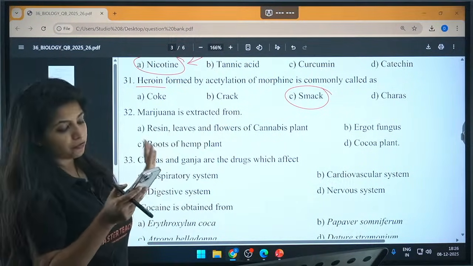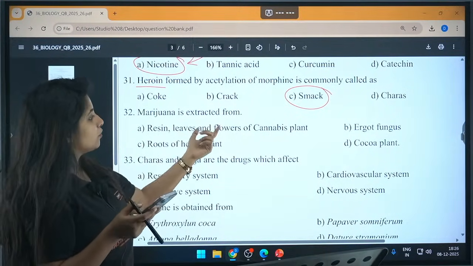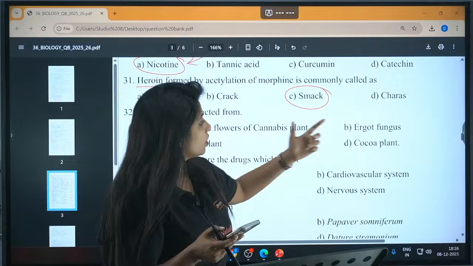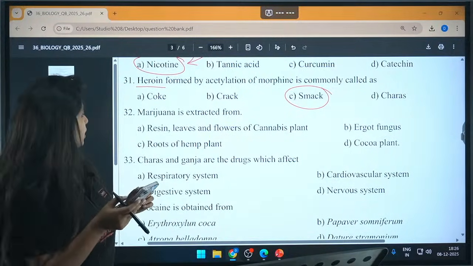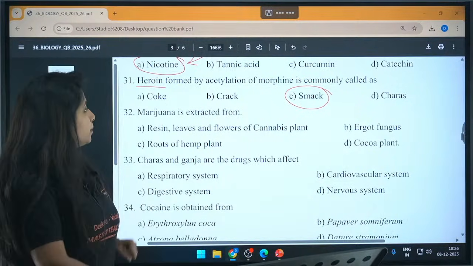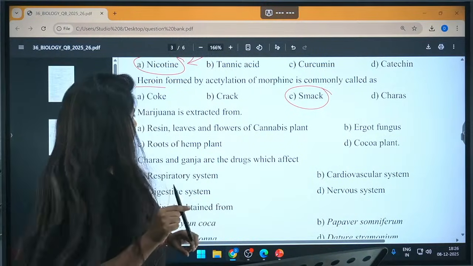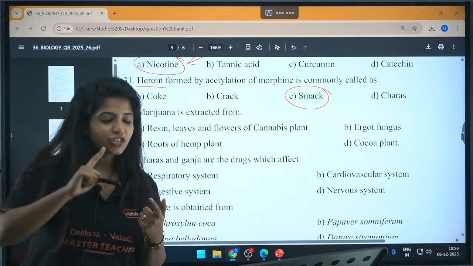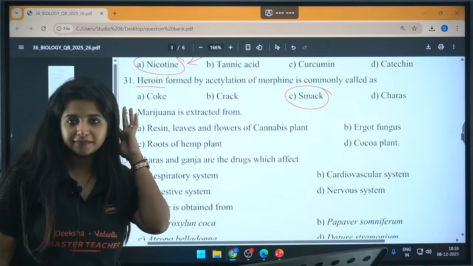Marijuana is extracted from: raisin leaves and flowers of cannabis plant, ergot fungus, roots of hemp plant, or cocoa plant. What is the answer for this question? 32nd question. Marijuana is extracted from. Come on. I'll give you a clue. Charas, ganja, bhang, everything is extracted from the same plant itself.